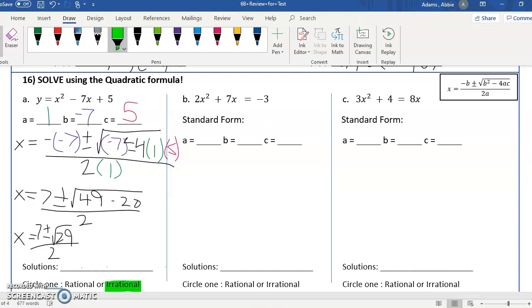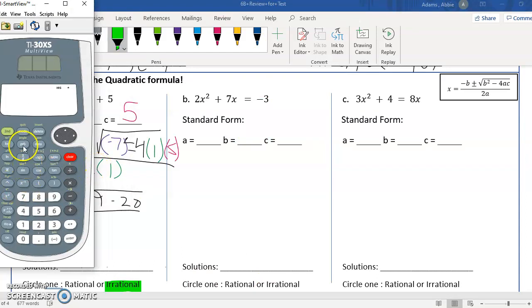So if we plug that into the calculator, I've got 7 plus the square root of 29. And that's divided by 2. Excuse me there, we'll delete one of those. Well, notice that it pretty much gives you the same thing. It just put the radical first, so it gave you the square root of 29 plus 7 divided by 2.